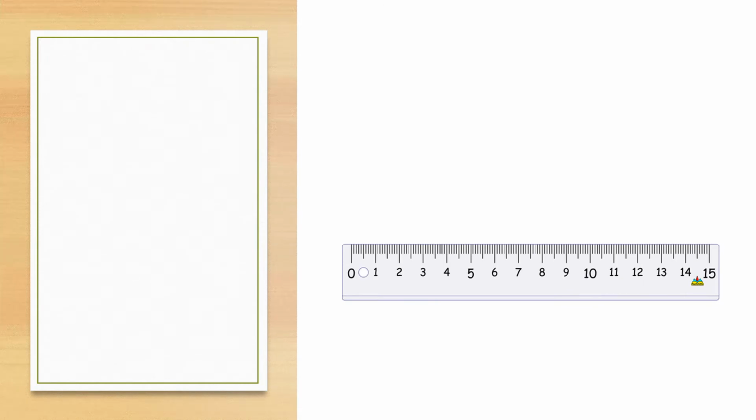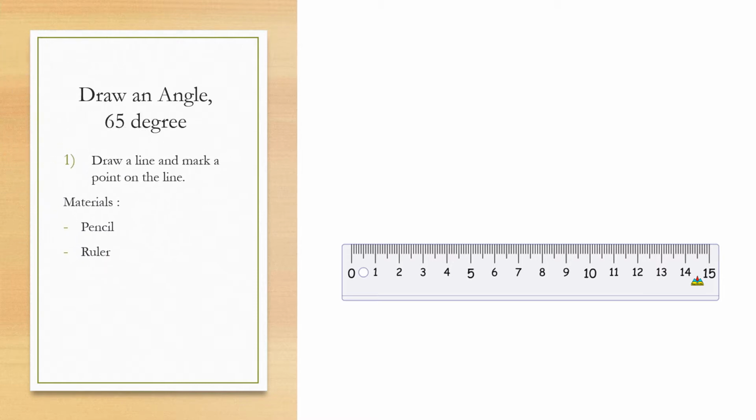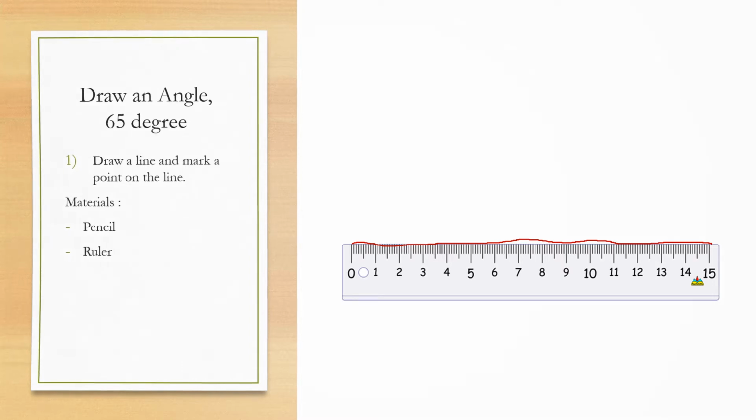Now, today we're going to be doing an example. The example is draw an angle 65 degrees. So, the first thing you need to do is you need to draw a line and mark a point on the line. So you need a pencil and a ruler. So I'm going to be using a pen and I'm going to be drawing a line across, right, and mark a dot. I need to use a protractor so I can mark the dot. Alright, let us move on.